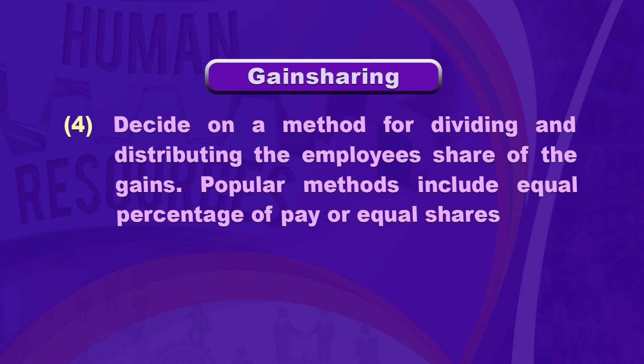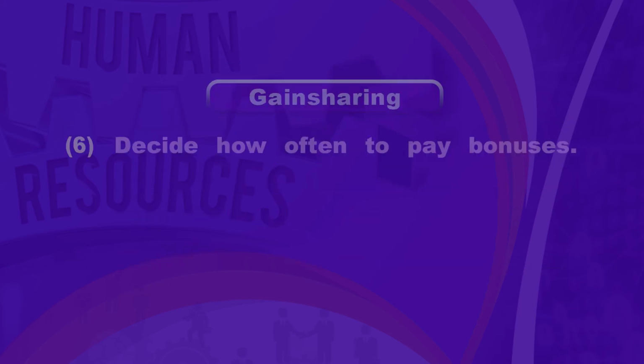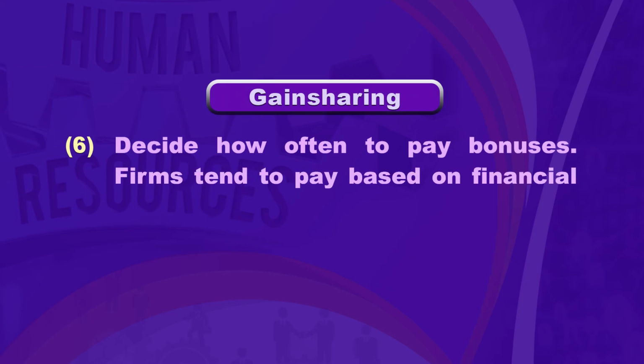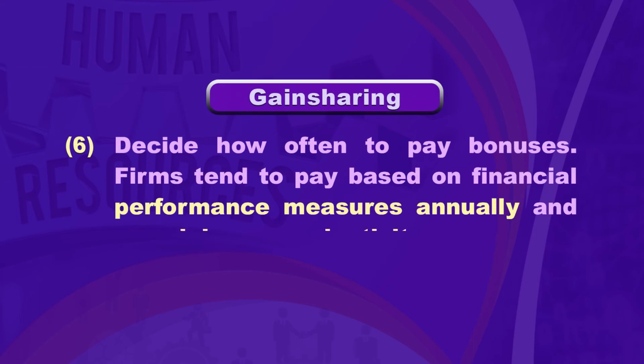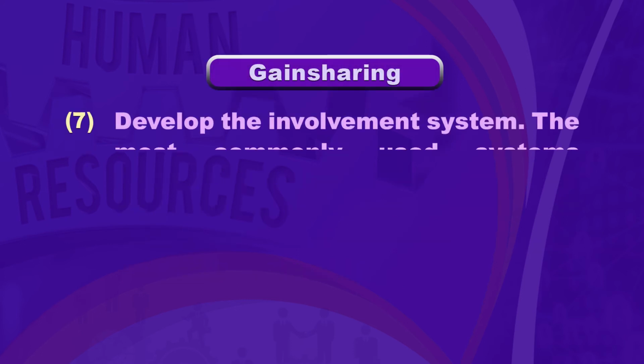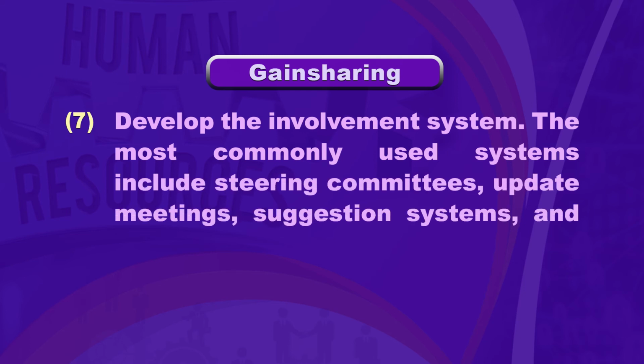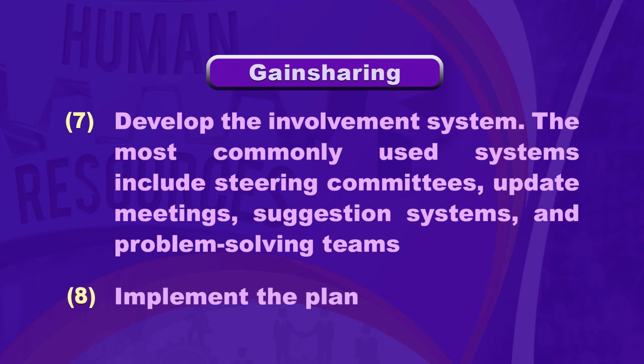Fourth is decide the method for dividing and distributing the employee share of the gains. Popular methods include equal percentage of pay or equal shares. Fifth is choose the form of payment, usually cash. Sixth is decide how often to pay bonuses. Firms tend to pay based on financial performance measures annually and on labor productivity measures quarterly or monthly. Seventh is develop the involvement system. The most commonly used systems include steering committees, update meetings, suggestion systems, and problem solving teams. Eighth is implement the plan.